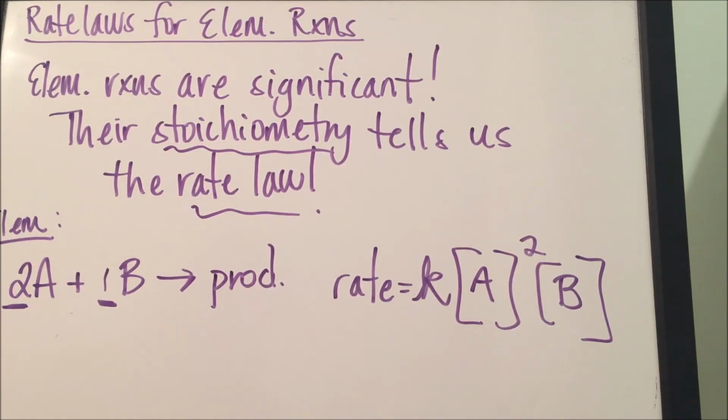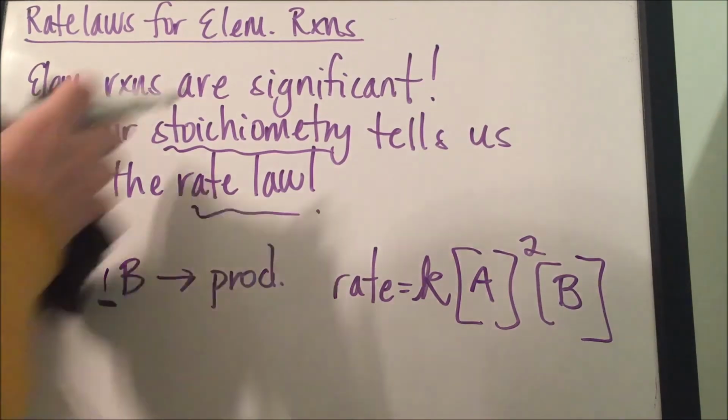So at the bottom of this paper, there's a little chart, and it gives you a handful of elementary reactions, and it wants you to write a rate law in the box. So this is very simple. It's based purely on the stoichiometry, so go ahead and do that.